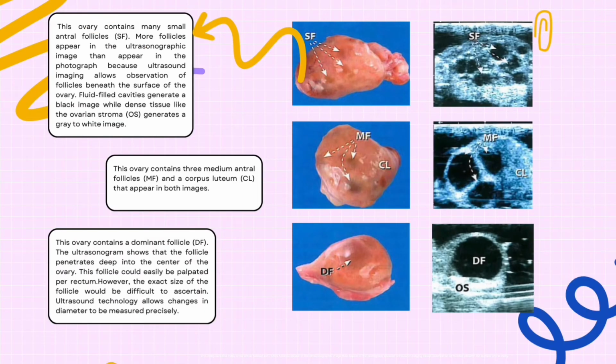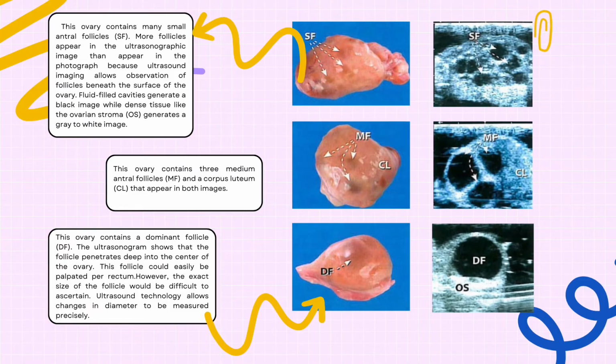This ovary contains many small antral follicles, SF. More follicles appear in the ultrasonographic image than appear in the photograph because ultrasound imaging allows observation of follicles beneath the surface of the ovary. Fluid-filled cavities generate a black image, while dense tissue like the ovarian stroma generates a gray to white image. This ovary contains 3 medium antral follicles, MF, and a corpus luteum. See all that appear in both images.